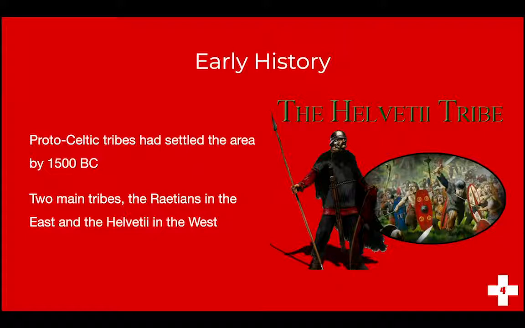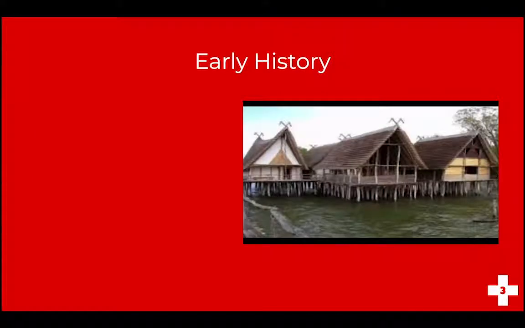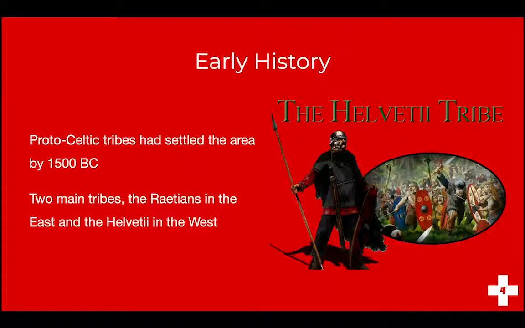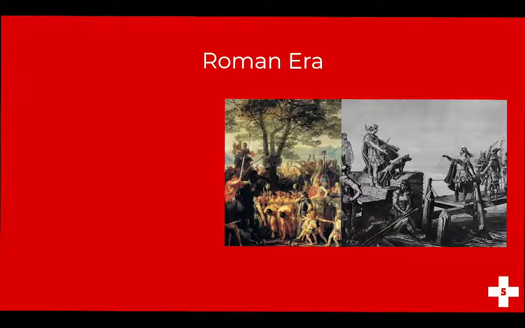Obviously there were people who had settled this area way before the Helvetii and the Raetians, some of the people we mentioned. But why do we call them the Helvetii? Why are these the ones that stick out? Well, they were the ones who were around when the Roman Empire came and conquered them. So, speaking of the Roman era, what happened during the Roman era?